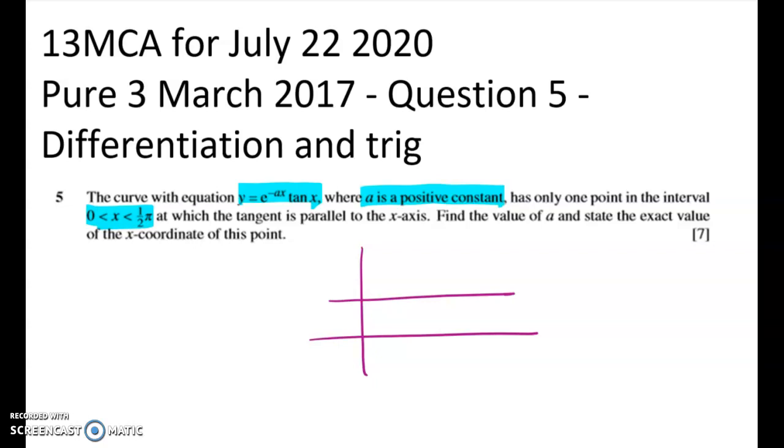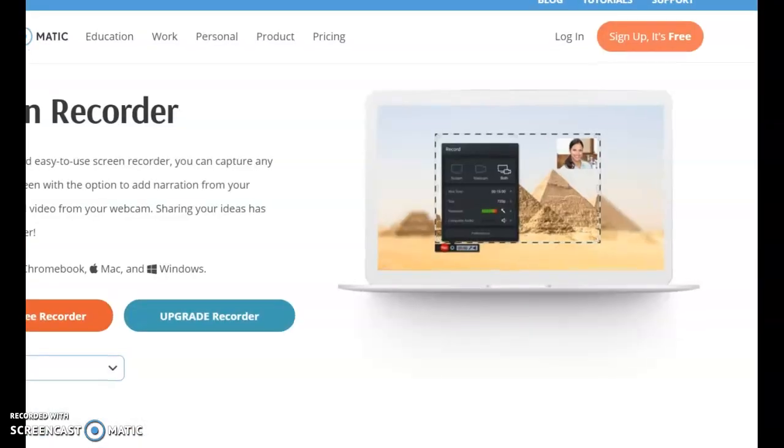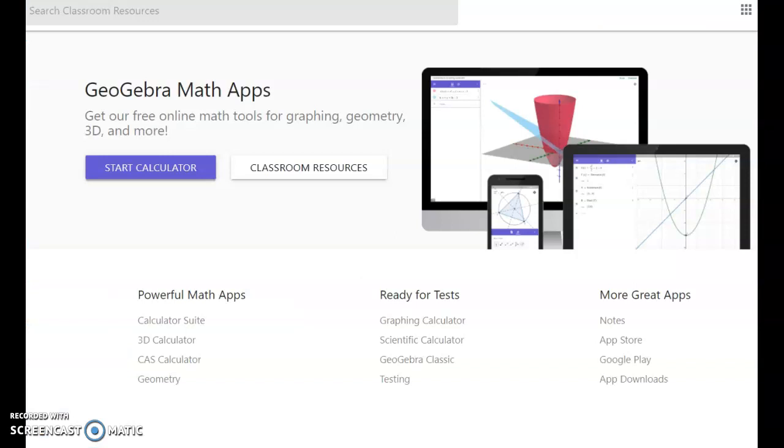I've gone over to GeoGebra to show you what's going on here, because what we've got is a family of curves, and they're all a bit different, and we're trying to find the one curve where there's one point where the tangent's parallel to the x-axis. So I'll see if this works. Let's go to GeoGebra and see what we've got.